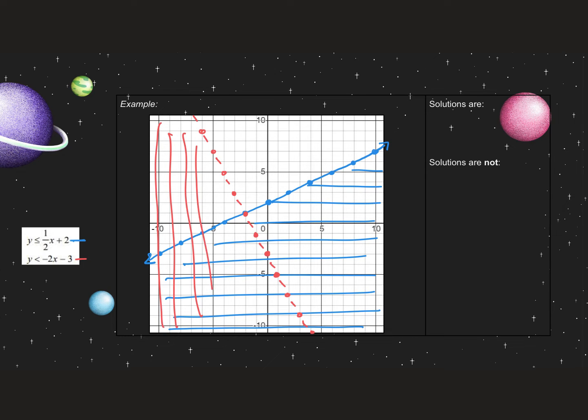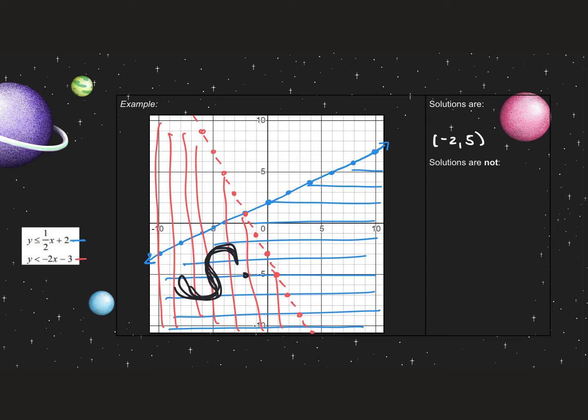This is why it's helpful to use 2 different colors or to shade in opposite directions. As you can see here, I have where red and blue overlap. That is my solution area. Any point in this overlapping region is a solution to my system. So let's name some solutions. Let's plot some points here. Negative 2, negative 5 is a solution.